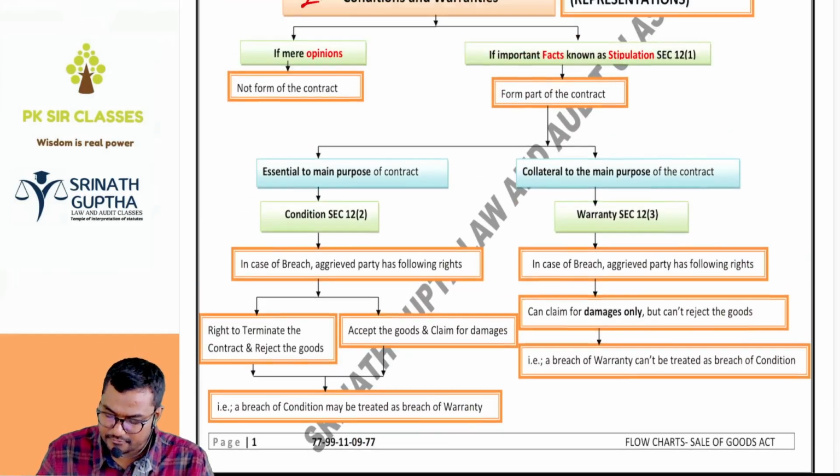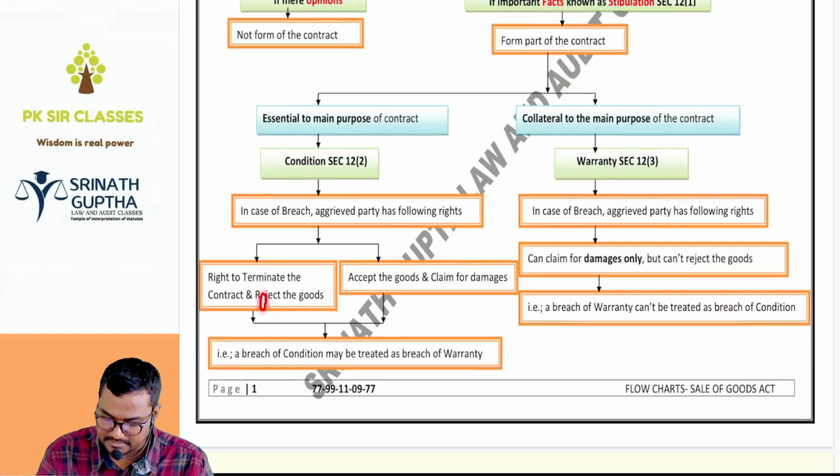If the stipulation is essential for performance, it is said to be a condition. In case of breach of condition, the buyer can reject the goods and he can claim the damages.